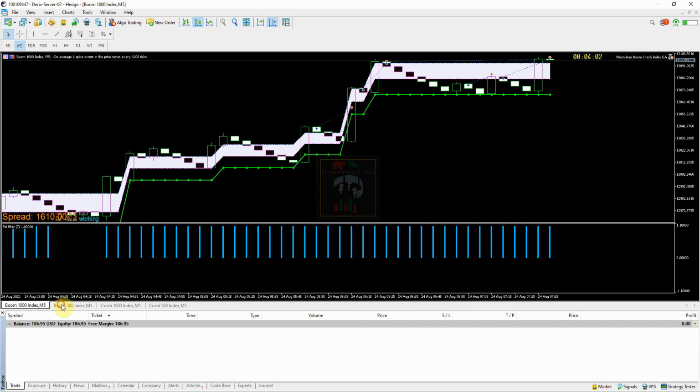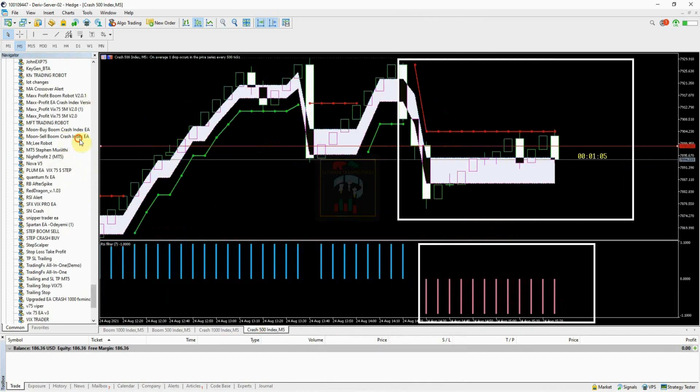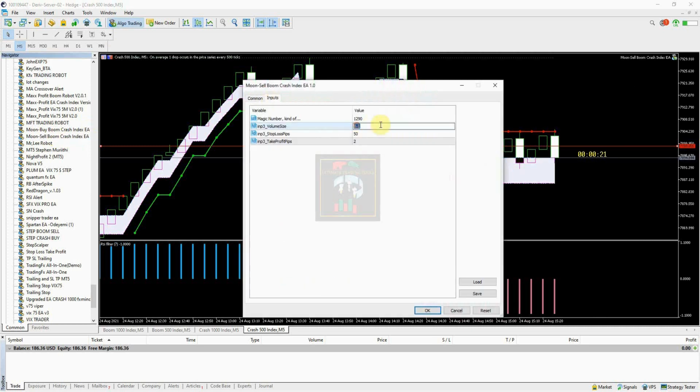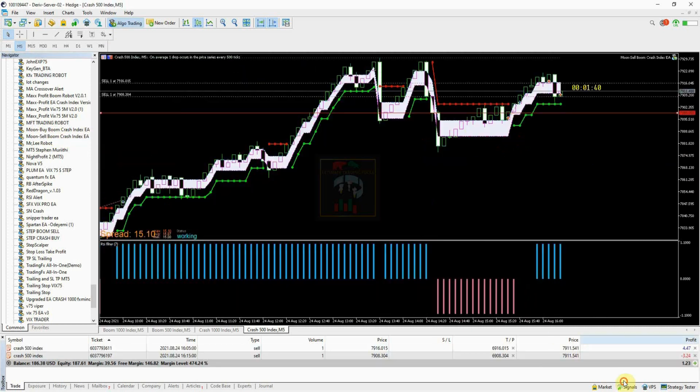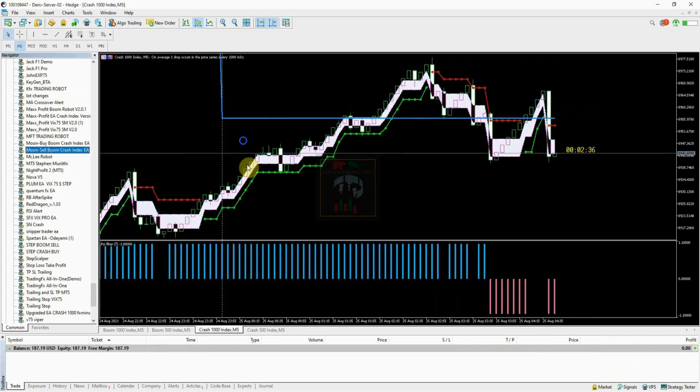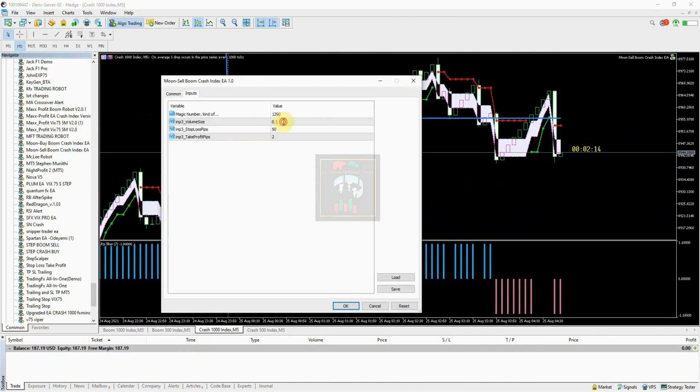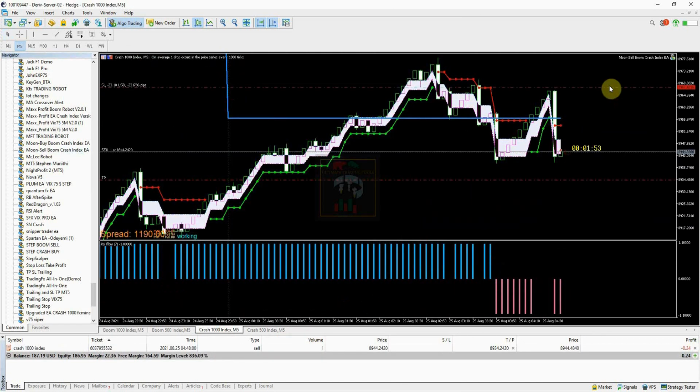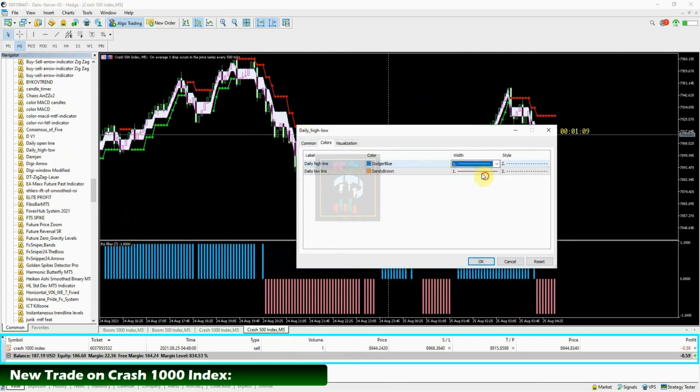Let me find good setups on crash index markets to catch the spikes. Check the Renko trend direction, confirm with the RSI space trend filter. If both showing downtrend momentum, it's a good time to attach the Moon Cell robot. Attach it near the resistance level for best entries. New trade executed on Crash 1000 index.